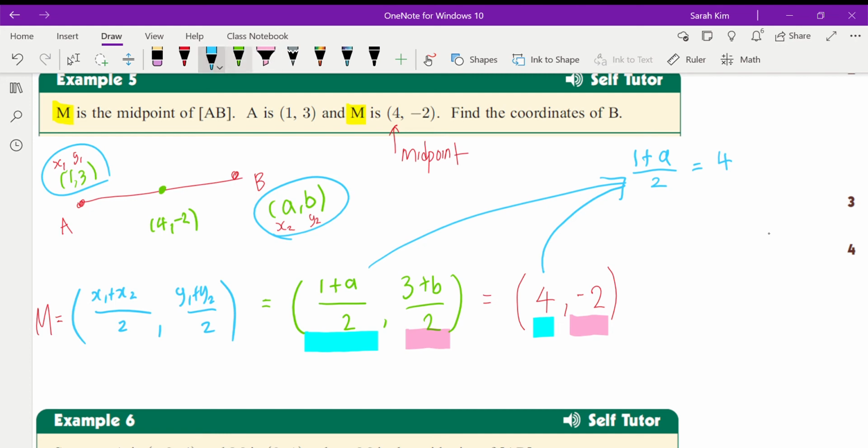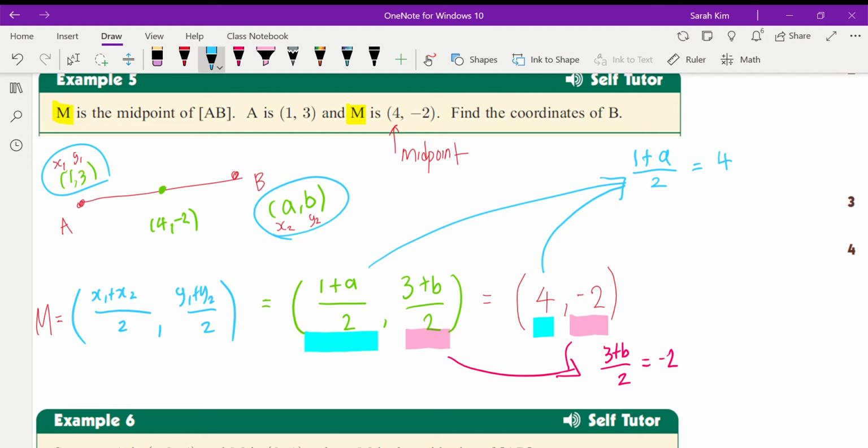So I combined these two and then figured out an equation. Right, let's do the pink ones. If I combine these pink ones, I get 3 plus B divided by 2 equals -2. I've got these 2 equations and one unknown each, so I should be able to solve it. So let's keep solving it.